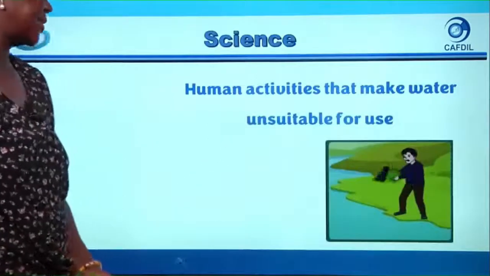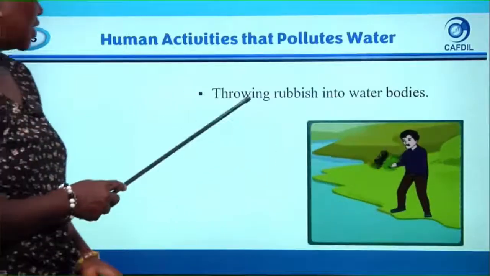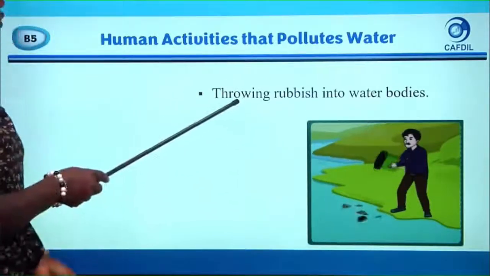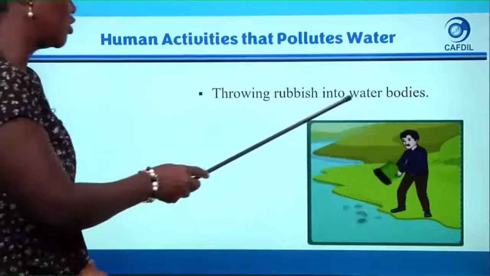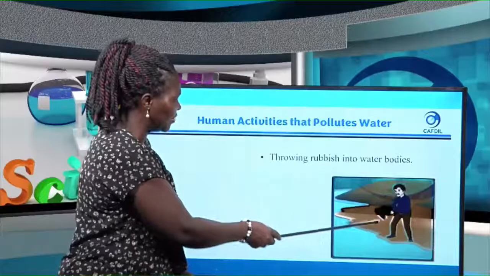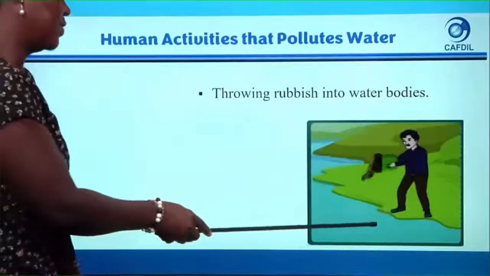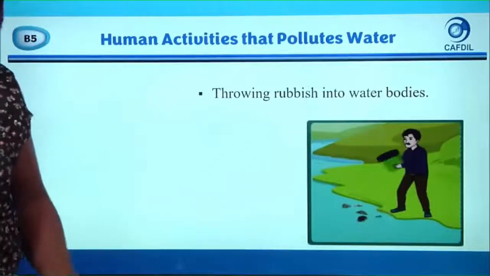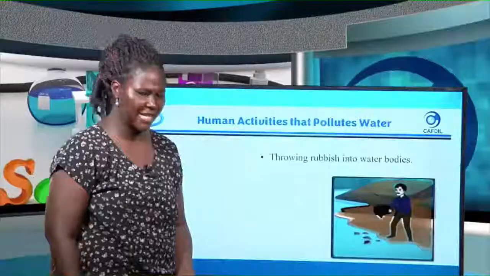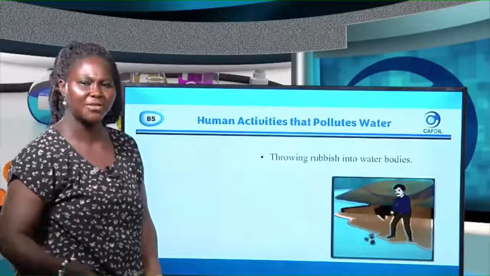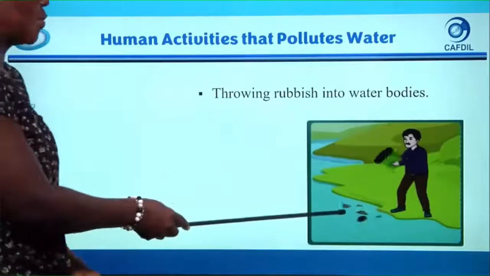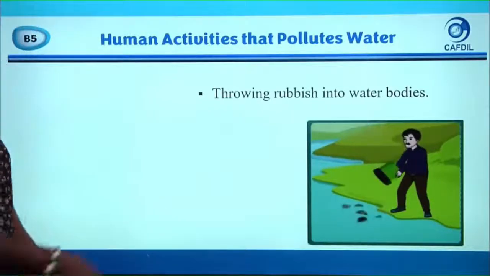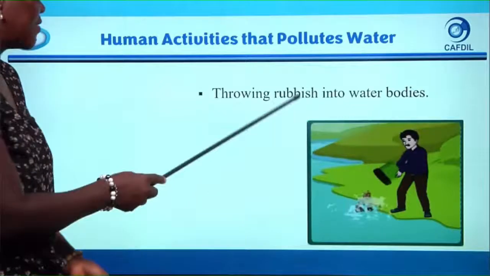Now, let's look at the next one. Throwing rubbish into water bodies. Look at the man throwing the rubbish into the water body. The rubbish, you don't need it. We don't need it. So you have to put it at the right place. Look at where he is putting it. And it will make the water unsafe.